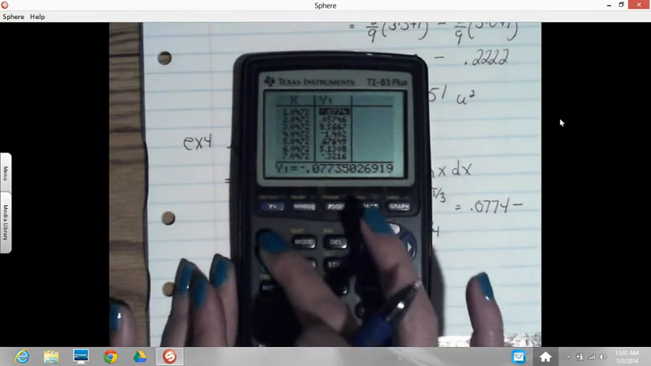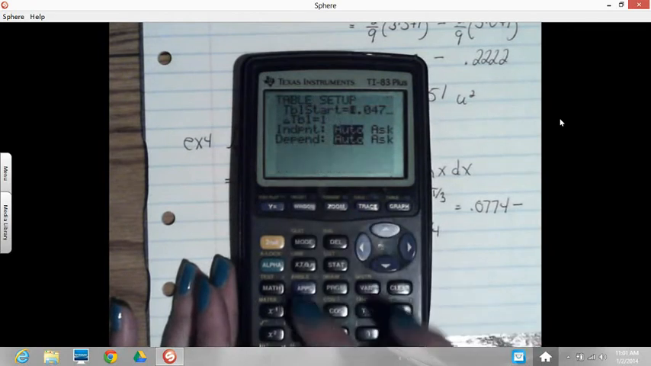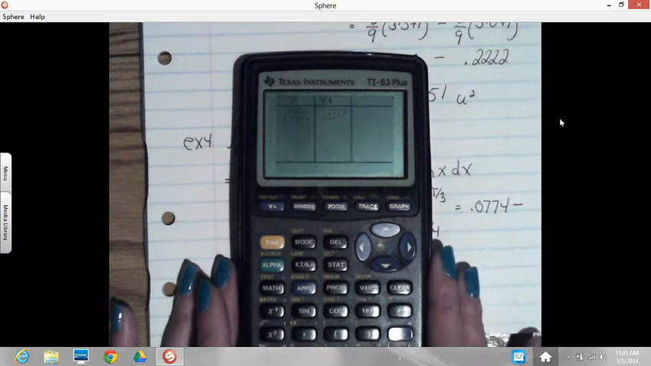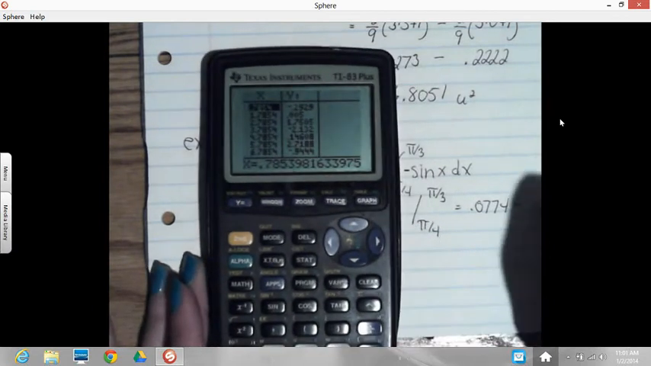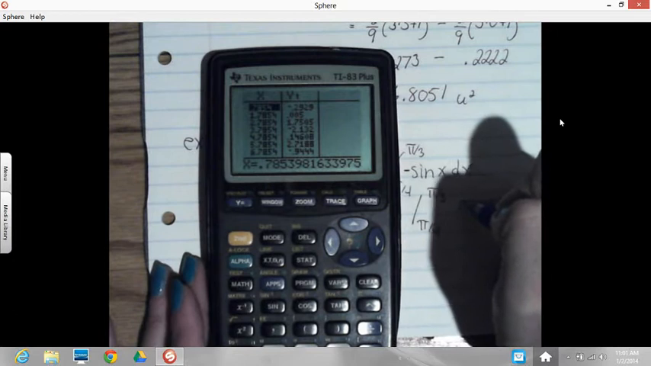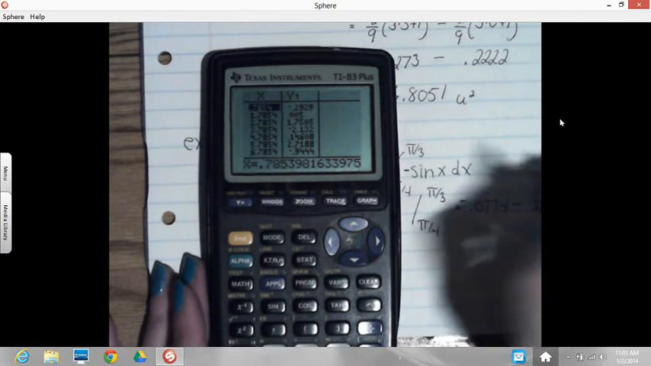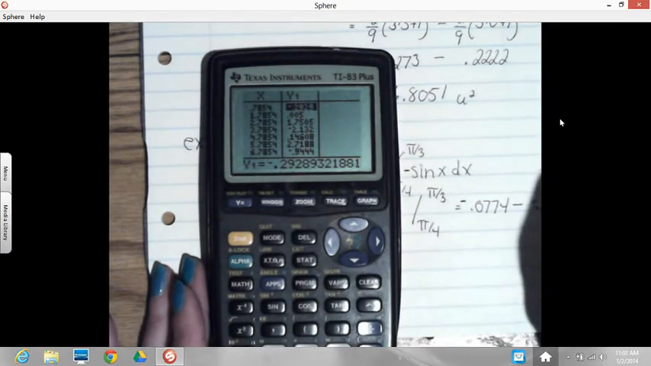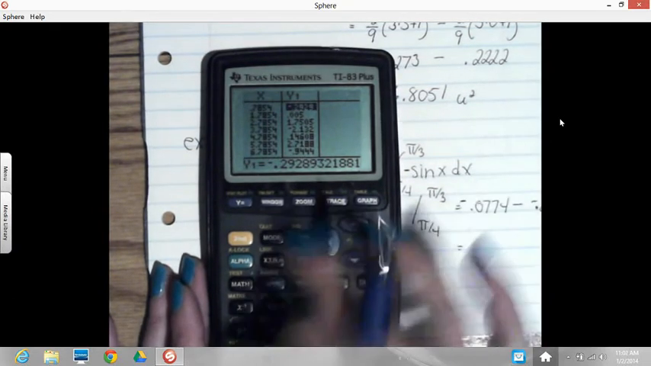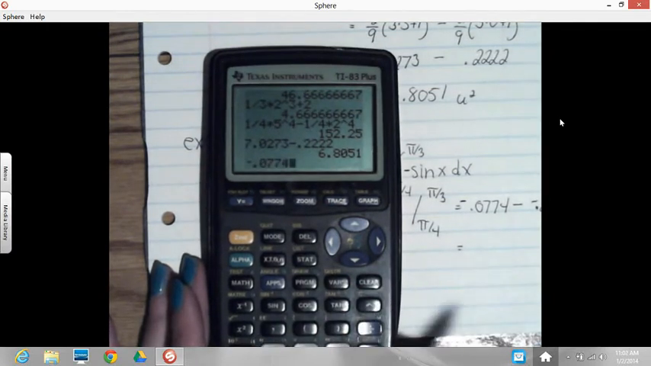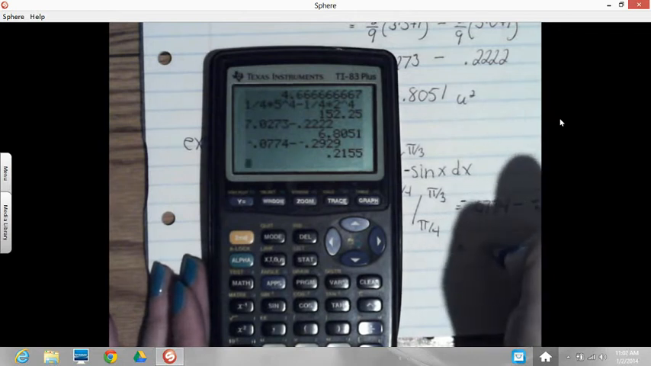So I'll go back to table set. Started at pi divided by 4. And I get a negative, oh, this was negative, subtracting a negative 0.2929. And now I'll just come out and do that subtraction. Negative 0.0774, subtract negative 0.2929. I guess I could have just done an add there. Area under the curve is 0.2155.